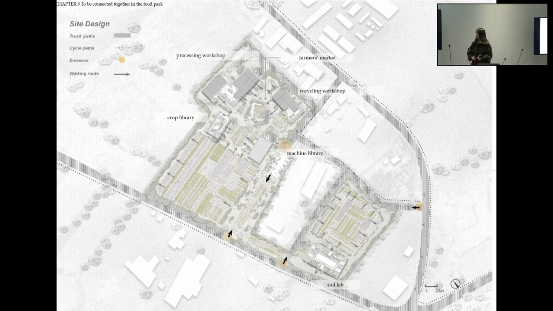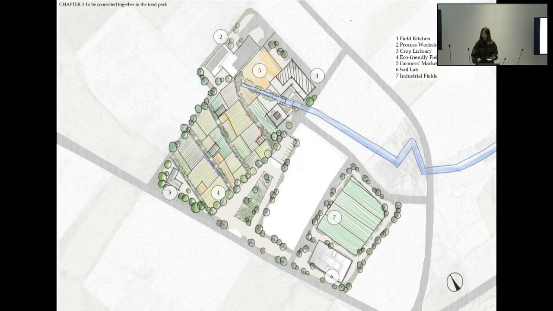And after the research about history, I realized that food sovereignty is not isolated, so I'd like to connect the food with the field and the table. So as the only MLA student, I continued my design of the park and decided to make the field kitchen and the fields the core.